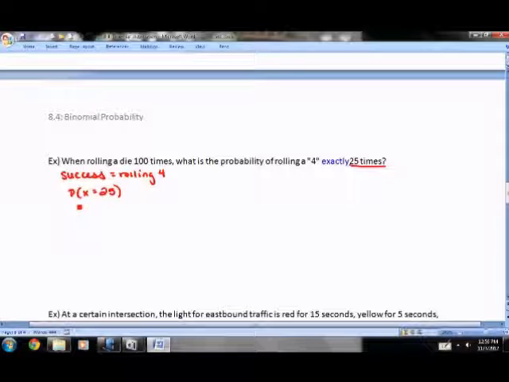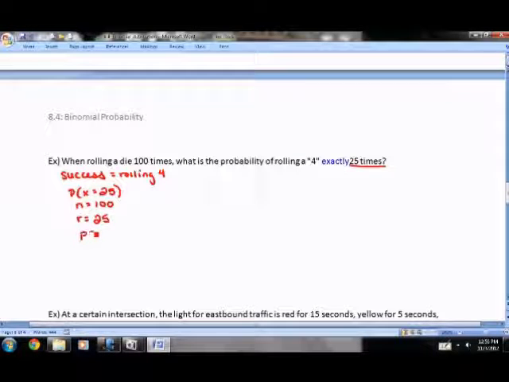So now we need to know what our N is. Well, your N is how many times are we repeating this experiment? Well, you said 100 times. Your R is going to be how many of those 100 times do you want to get a success? Well, it says 25 times. So your R is going to equal 25.